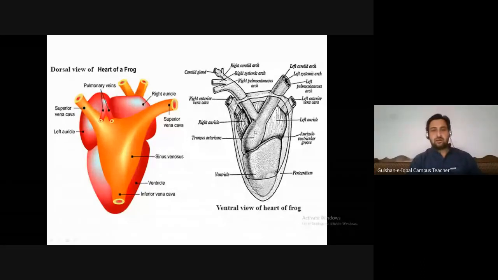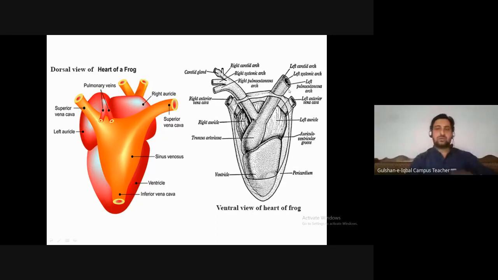From the back side, you'll see the sinus venosus is present over here, and on the front side you will see the truncus arteriosus is present over here. From the sinus venosus, different veins are coming and joining over here. And to the truncus arteriosus, different kinds of arteries are coming and joining it. So this is all about the structure of the heart of the frog.